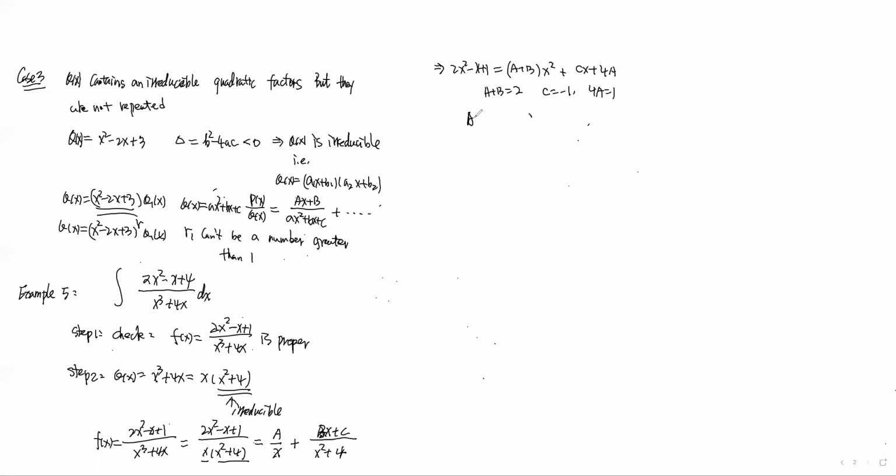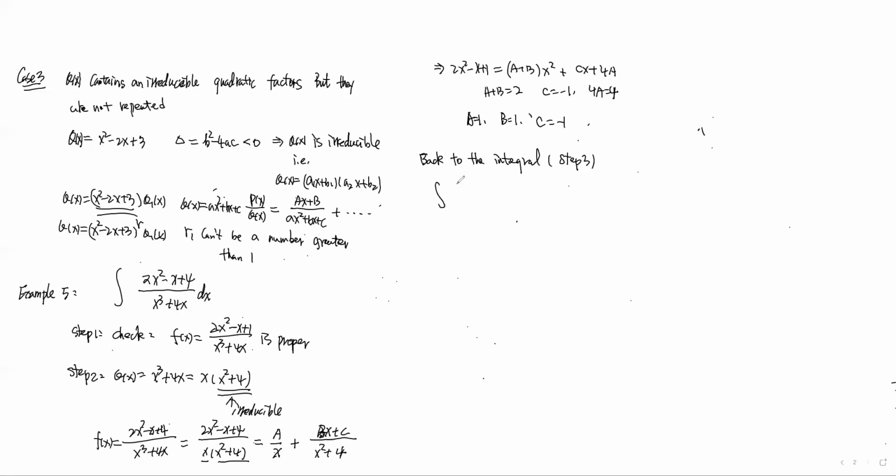So we have a is 1. Oh, sorry, 4a is 4. I think I made some mistake here. This is 4. So a is 1, b is 1, c is -1. So let's come back to the integral. We call this step 3.